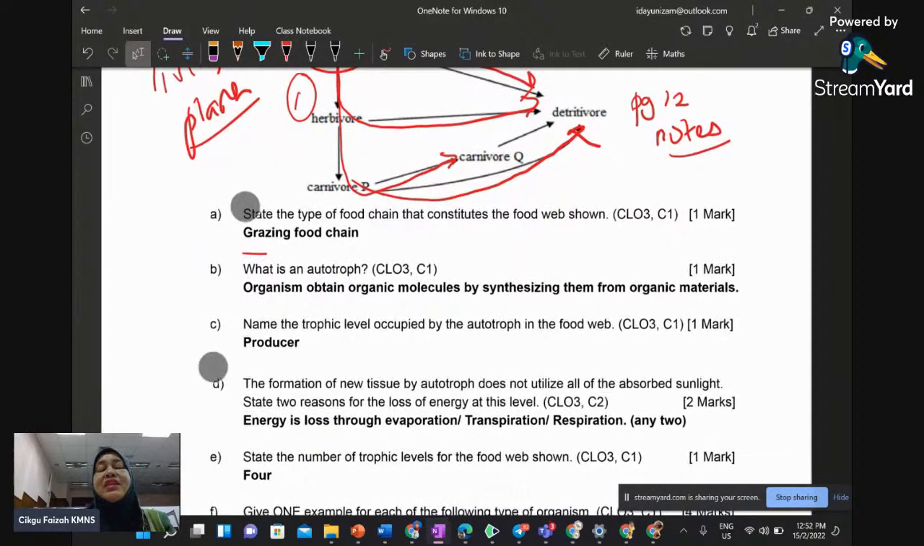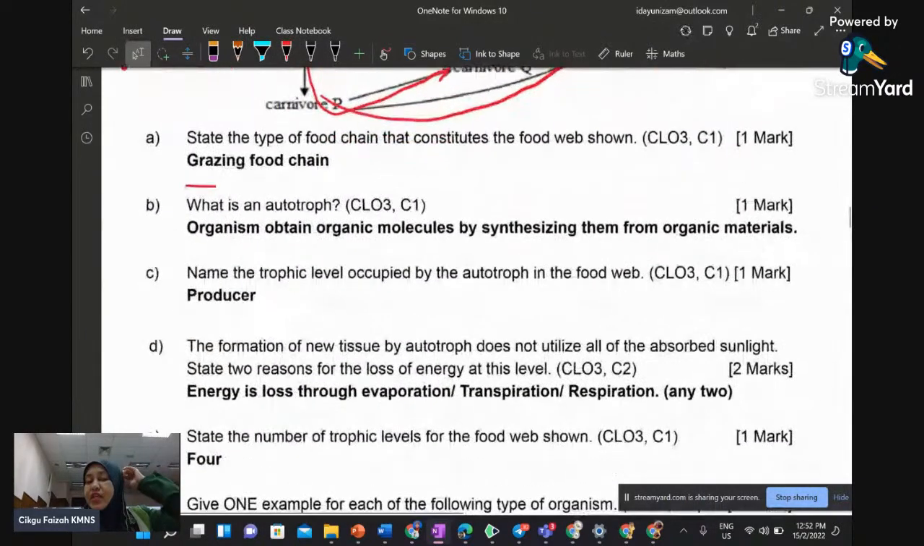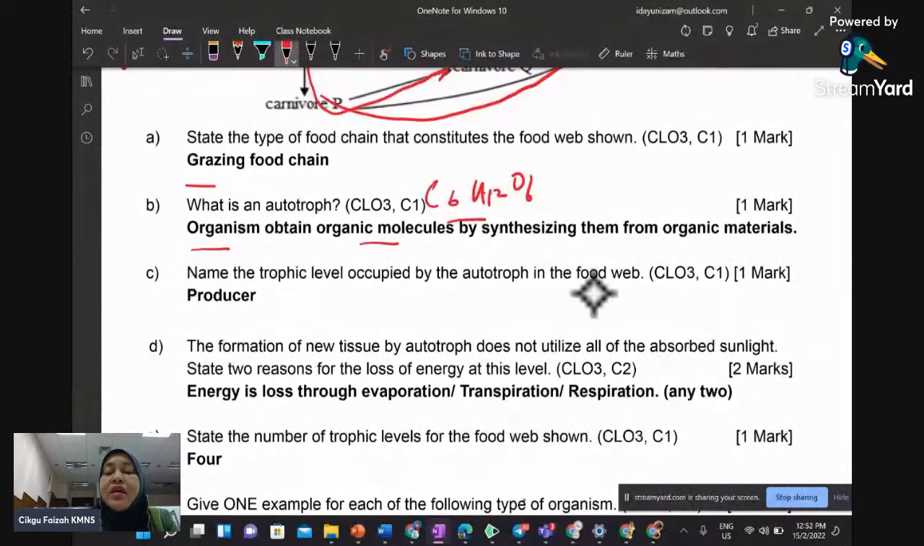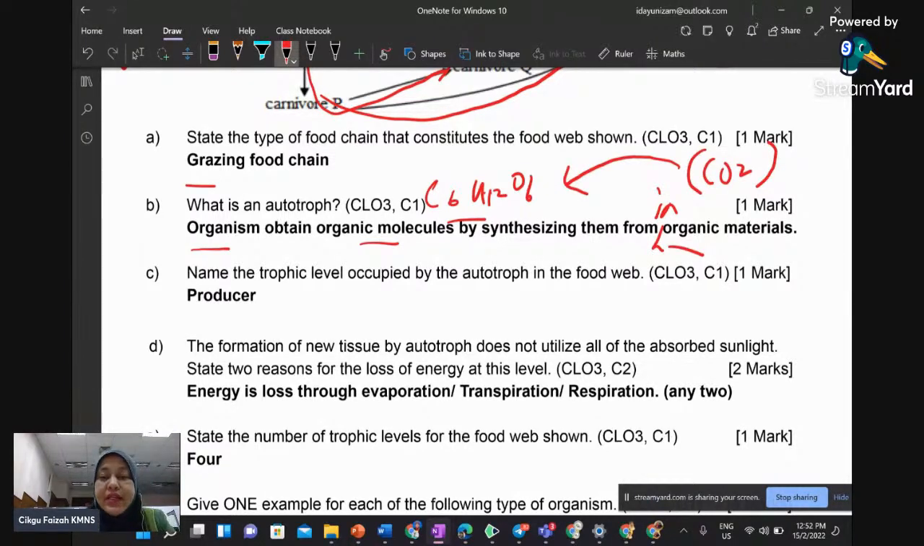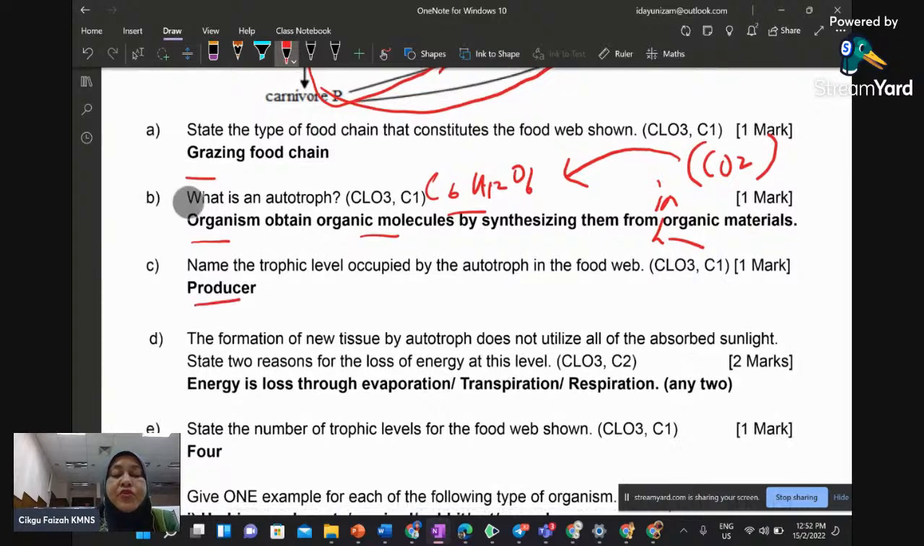This one is more of a concept you already learned in secondary school. Autotroph refers to the organism that is able to obtain organic molecules, meaning C6H12O6, the glucose, by synthesizing them from inorganic molecules. That means carbon dioxide. Carbon dioxide is converted to become organic molecules. Right? Okay, so autotroph is the producer.